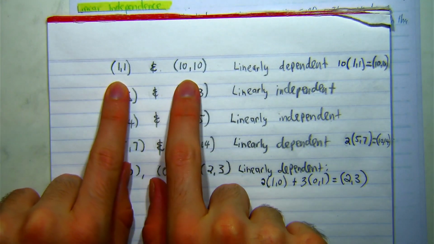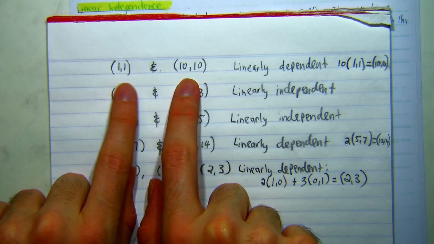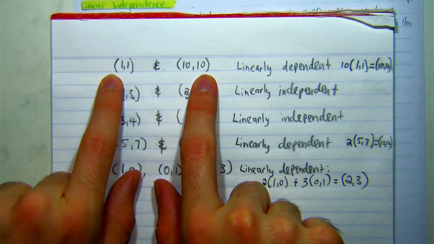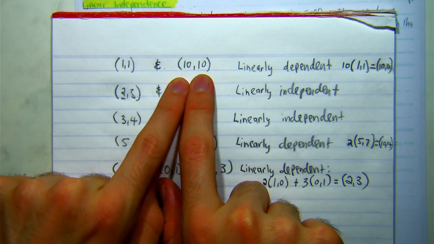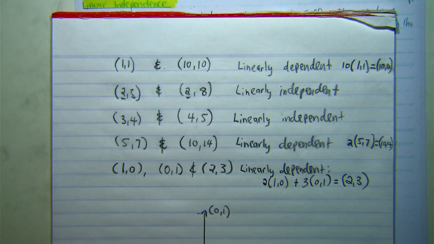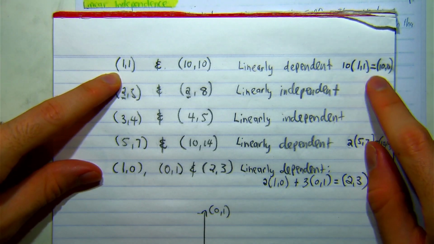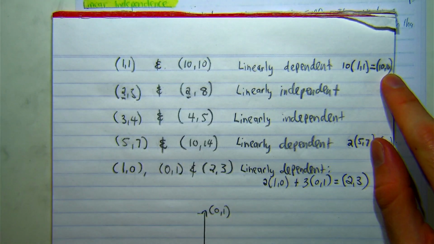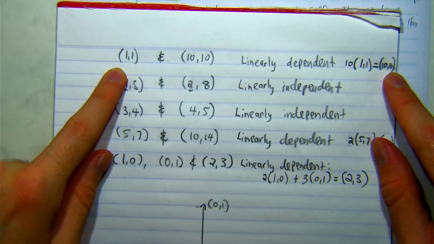If we had the vectors 1, 1 and 10, 10, then this is a linearly dependent combination, because 10, 10 is just 10 times the vector 1, 1. So you can reach this direction as long as you're allowed to scalar multiply the vector 1, 1. In this case, 10 times 1, 1 is equal to 10, 10. So there's no extra information contained in this vector, and it is accessible by just multiplying this one by 10.